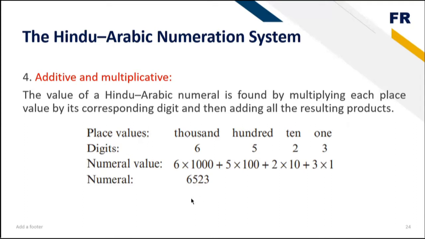So yun yung pinaka-detail ng ating ginagamit na Hindu-Arabic system. So kaya yung 6,523, ito yung detail ng kanyang numerals. So yung place value, digits, at yung numeral value. Okay, so kaya ang Hindu-Arabic system ay tinatawag din natin na meron din siyang tinatawag na additive system and multiplicative system.